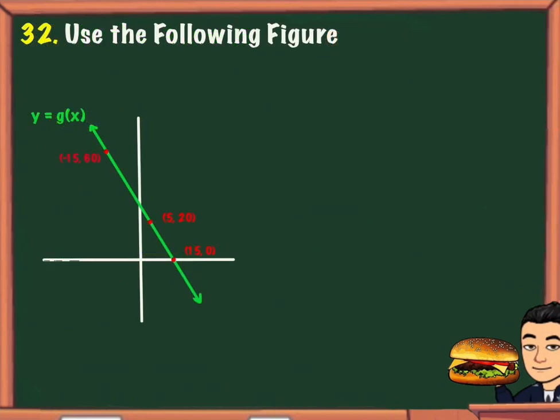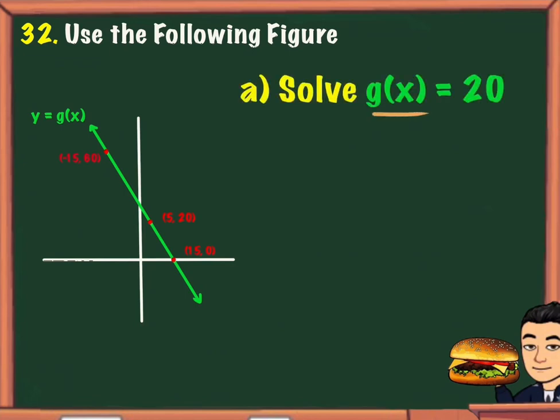Number 32, we're going to use this figure, this graph, to determine the following. So when g of x equals 20, basically saying that when y equals 20, what does x equal to? Which equals 5. So when y equals 60, x equals negative 15. Letter C, when y equals 0, x is going to equal positive 15.